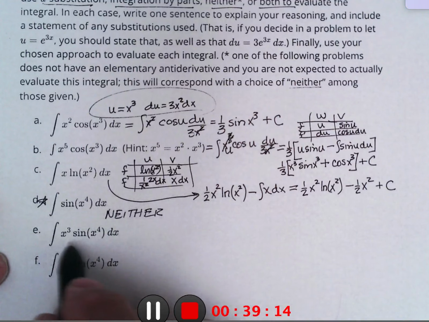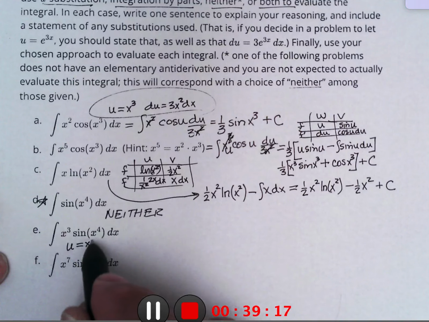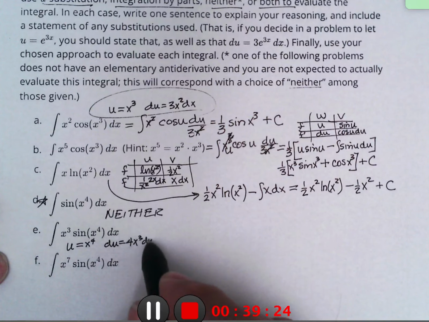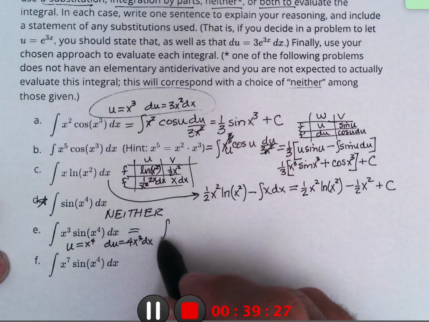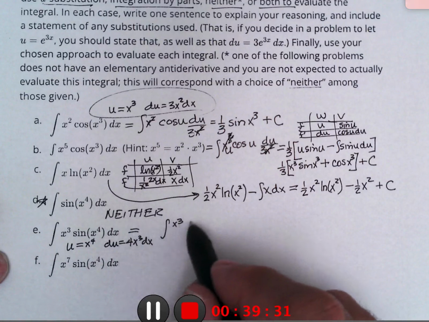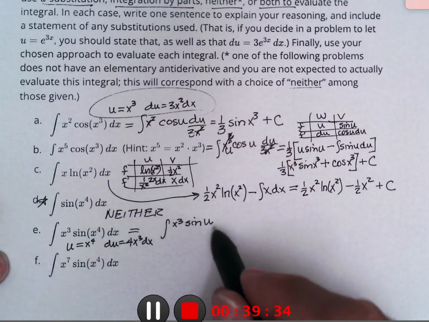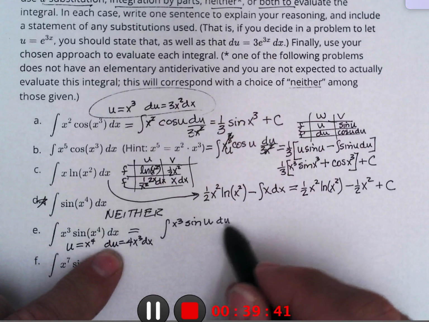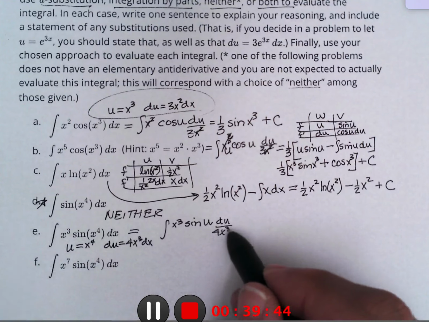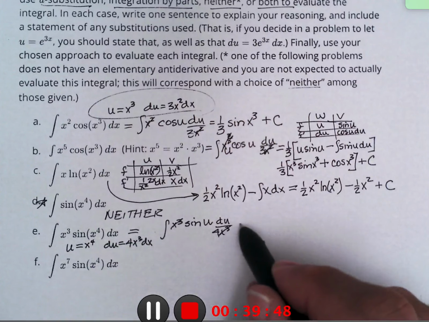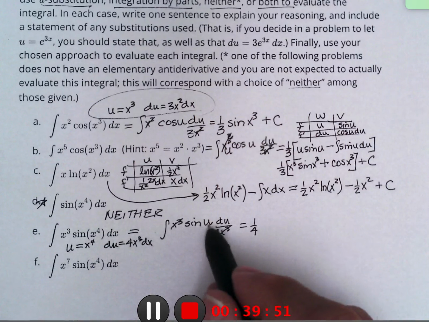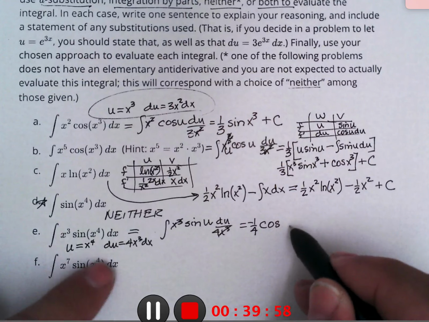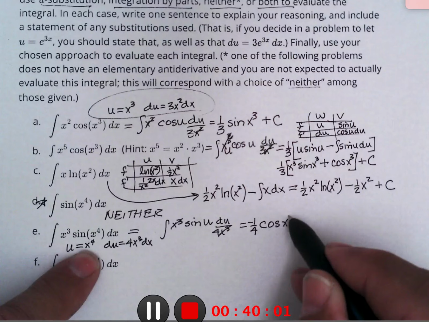If we let u be x to the 4th, du would equal 4x to the 3rd dx, and so this becomes the antiderivative of x to the 3rd sine u, and the dx becomes du over 4x to the 3rd. The x to the 3rds cancel. We get 1/4. The antiderivative of sine of u is negative cosine of u, but u was x to the 4th, so negative 1/4 cosine of x to the fourth plus c.